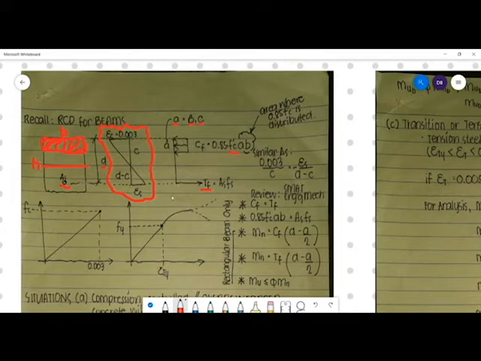From this equivalent stress block natin, we are able to derive the following formula. C sub F is equal to T sub F. This is from the equilibrium, no? And if our beam is rectangular, of course, 0.85 F prime of C A B is equal to A S F S. Okay, next.